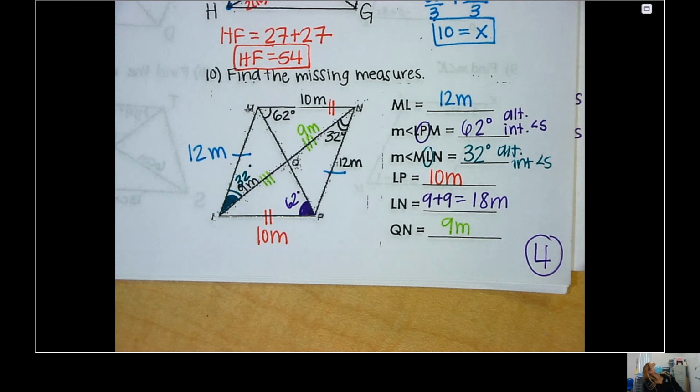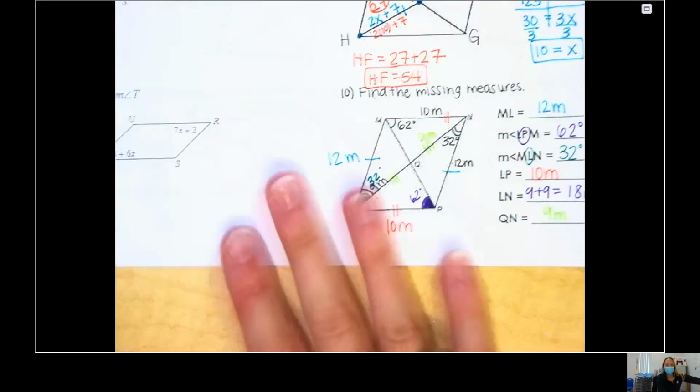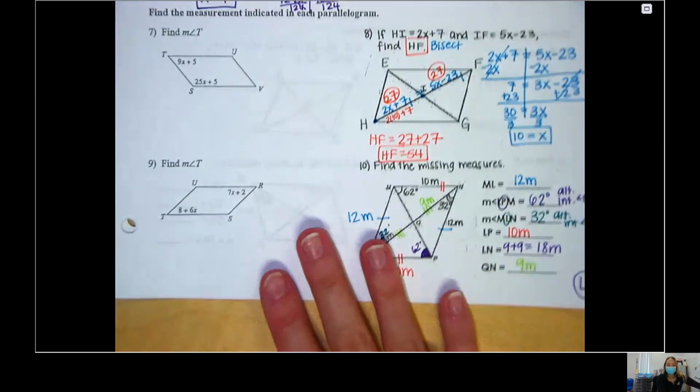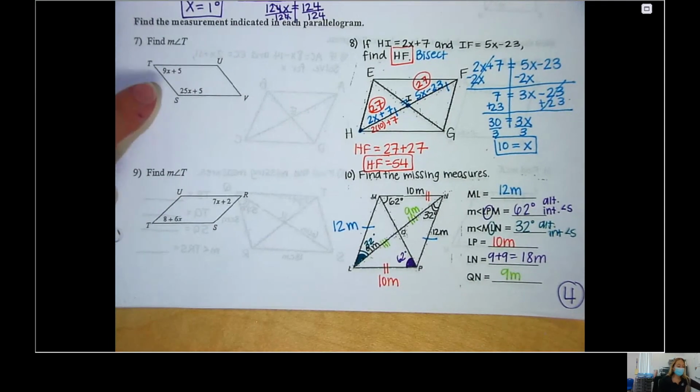Okay, now we've got 10 more minutes here. You've got 2 problems left to do. Number 7 and number 9. I'm going to help you set them up, but you're going to finish them on your own, okay? Number 7 and number 9. So if you take a look at number 7, I want to find the measure of angle T. Before I can figure out angle T, you're going to have to figure out what X is first.